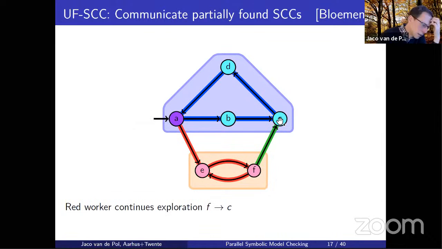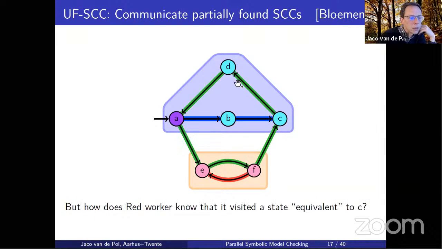Now worker 2 continues, and it goes to C. And now actually, we need to find a way to know that the C is in the same component as A, where the red worker started. So actually we have found a cycle. And based on this step from F to C, we can in principle close the cycle and take the union of everything here. But the question is, how does the red worker know this?